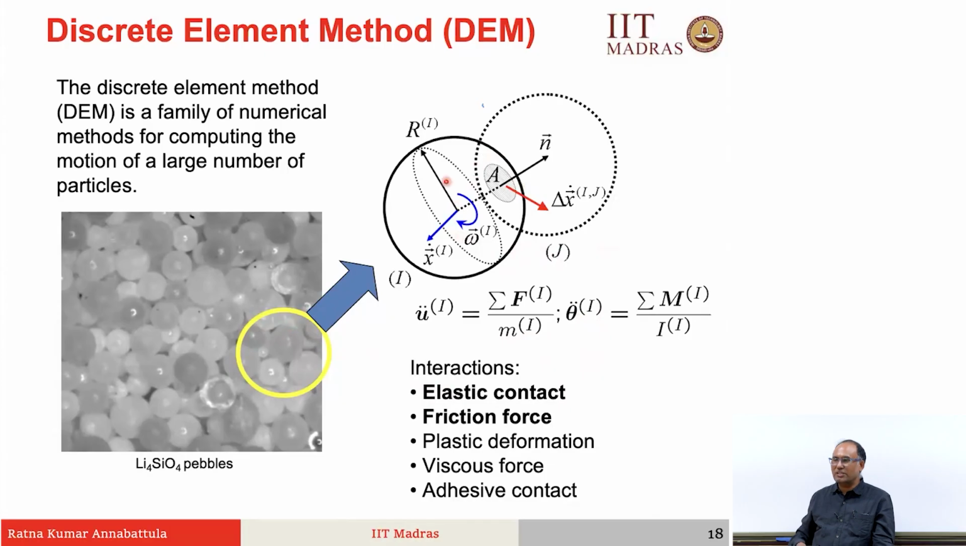In this case, you can have an elastic contact, meaning there is no plasticity. We assume that the particles are not undergoing plastic deformation. And there is of course a frictional force, which is the dissipative part of this contact in general, but you can also include other forces like plastic deformation. You can also include a viscous force, an adhesive contact, and several other things can be added to this sigma Fi. So, this sigma Fi can have all sorts of forces, either coming through the contact interaction or from external sources. Is that clear?